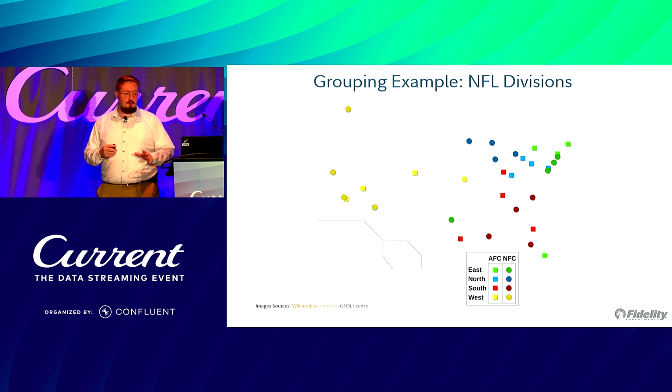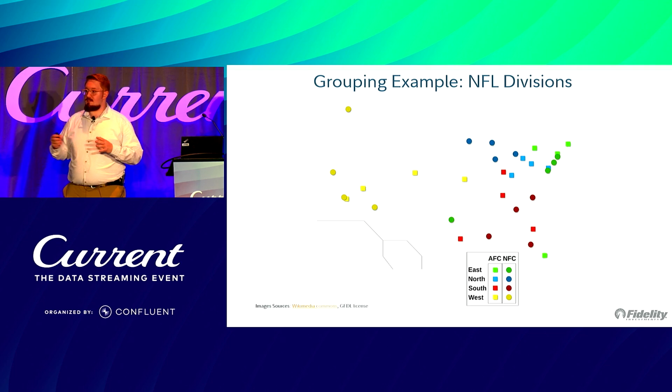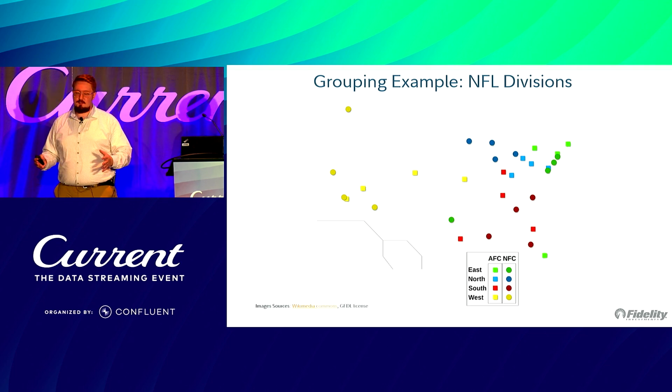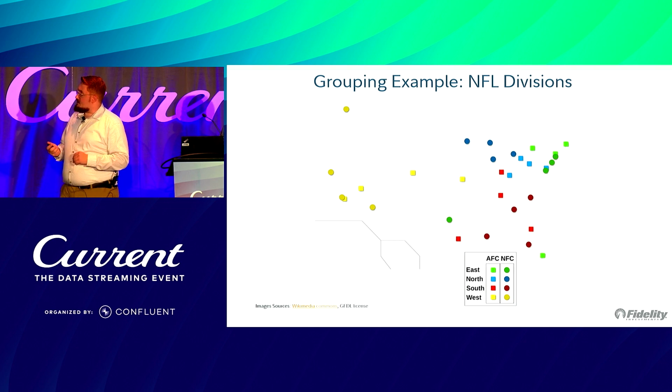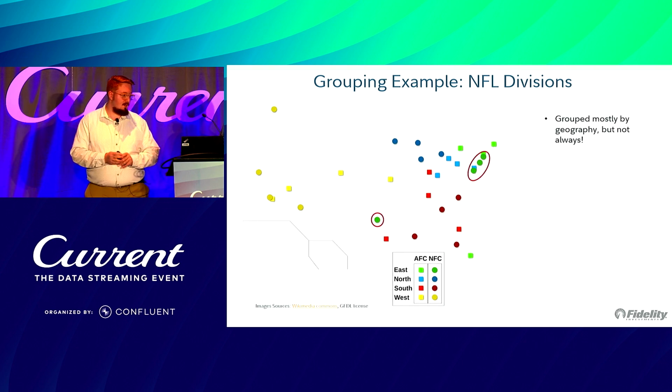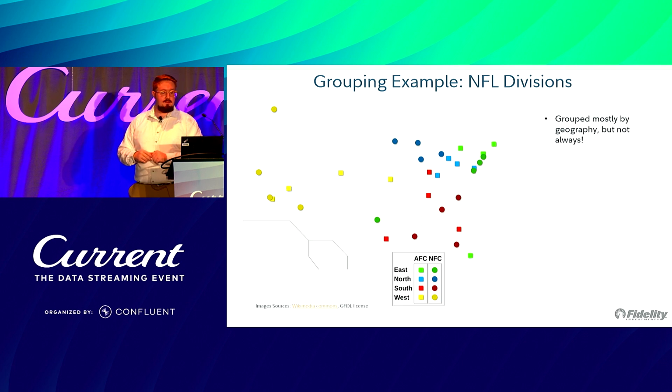So before we go further, let's use a different example. I'm going to use the NFL here because it's football season. I'm a huge football guy, and I just love the NFL. I love watching it. So there's 32 teams in the NFL. They're grouped by two conferences. Each conference has 4 divisions, and each division has 4 teams. Now, for the most part, they're grouped by geography, but not always.